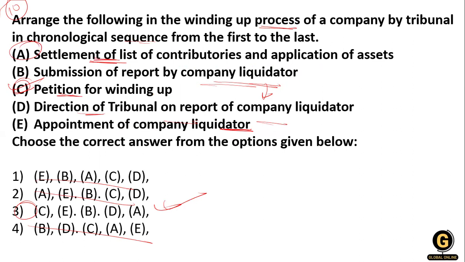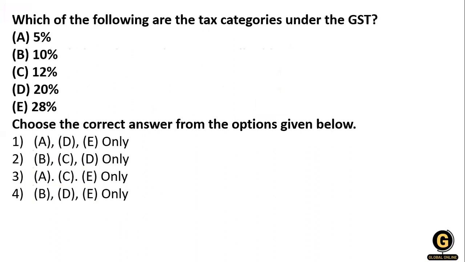Then the next question, the 11th question: which one of the following are the tax categories under GST? You know that they are 5%, 12%, 18%, 28%. Option number third is right.